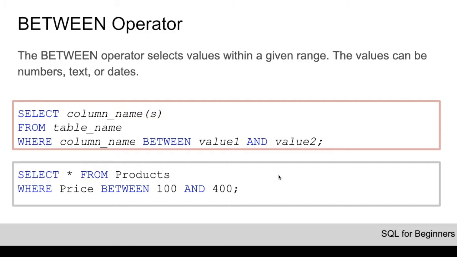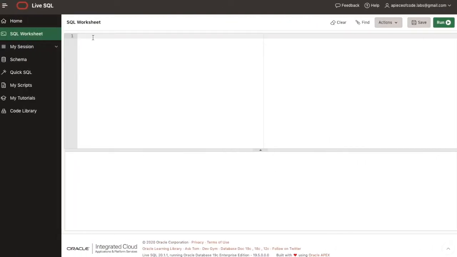An important thing to notice here is that when we run this query, we will receive the result including these two numbers, 100 and 400. So let's jump to SQL Live and practice some. First of all, as always, I will select the entire table just to see what we have, and then we will write our queries according to what we have and what we want to see.